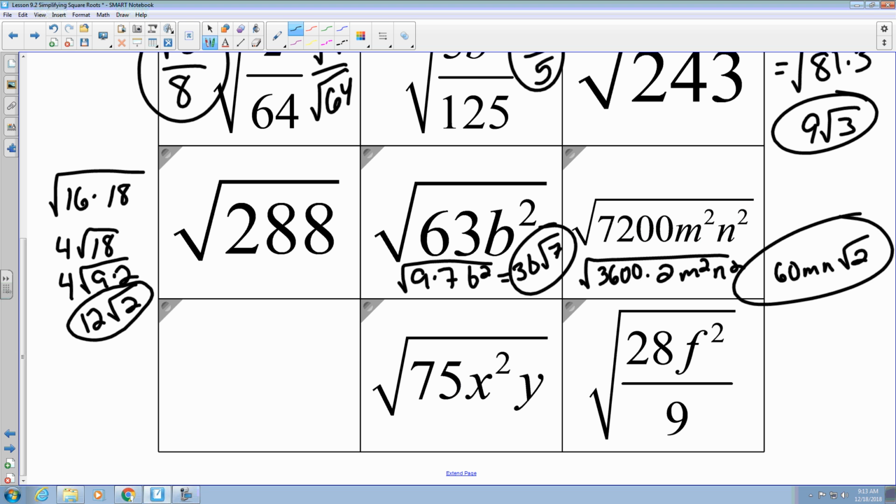Okay? So I think that gives you a good idea of what we're trying to look for here, and that is being able to simplify square roots.